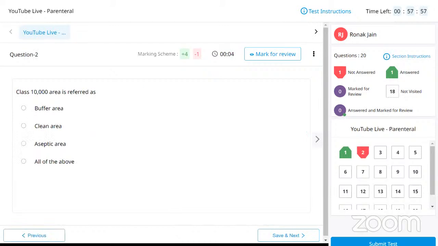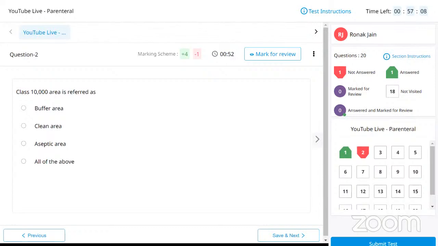Class 10,000 area is referred to as what? Firstly we'll understand what class 10,000 is. When we talk about parenterals, they are pyrogen free and should be sterile. The manufacturing of parenterals also needs to be done in such a way that the product is pyrogen free and sterile. The product will be sterile only when the manufacturing area is sterile. Based on that, the manufacturing facility of parenterals is divided into various classes. These classes are given as numbers. If I say class 1000, class 10,000, class 1 lakh, there are different classes which have been distinguished.